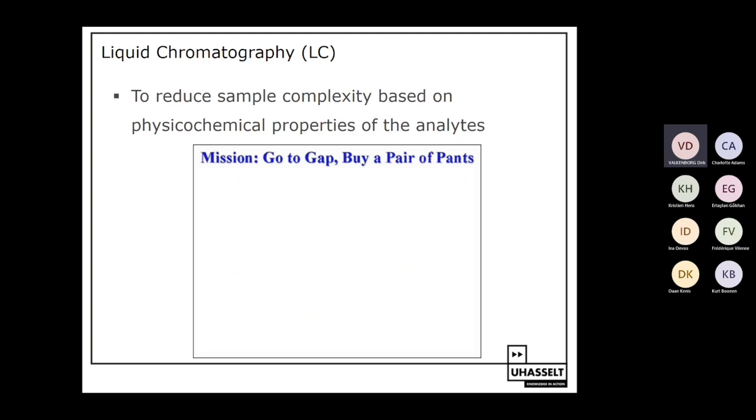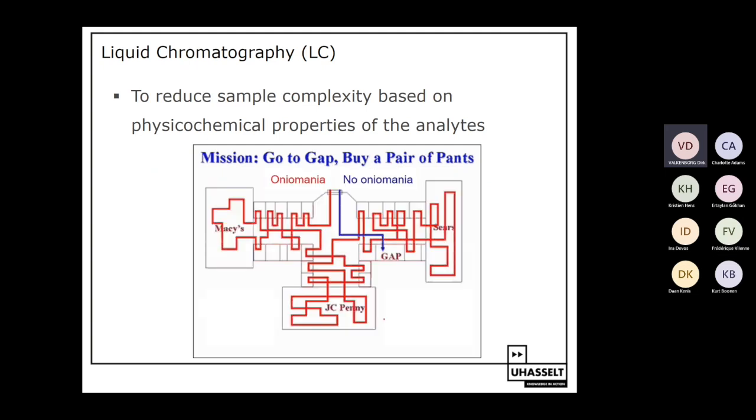And I always use this cartoon in my classes. So if there is a mission here, you need to go to the Gap store. So you have the Wilrijk shopping center in Antwerp. And if you need to go to the Gap store and buy a pair of pants, you could use that task here to separate between two populations, for example. So you have people with shopping mania, and you have people that do not have shopping mania.